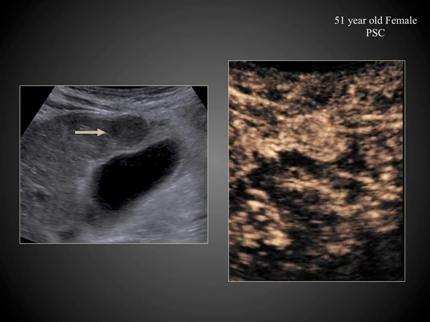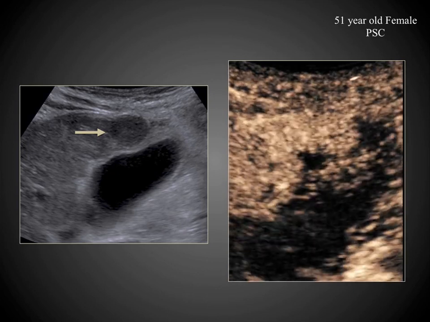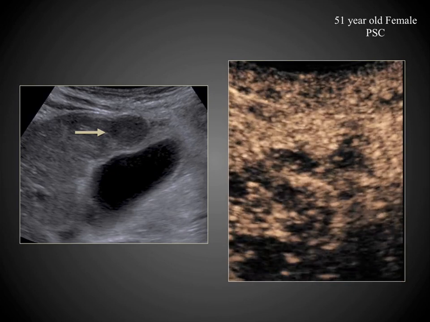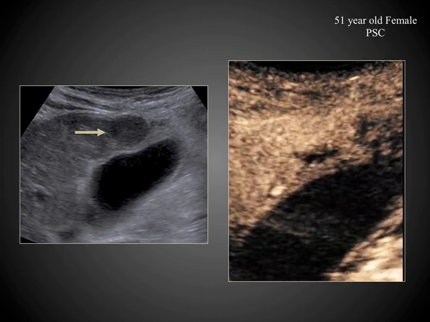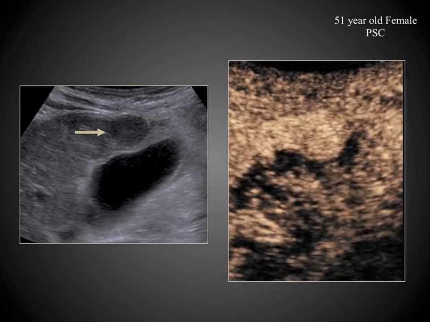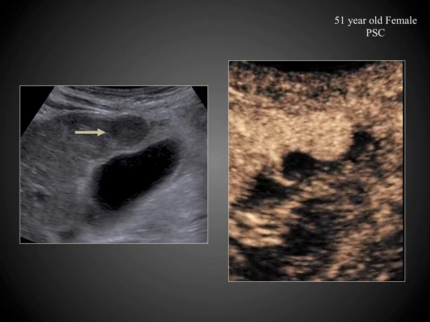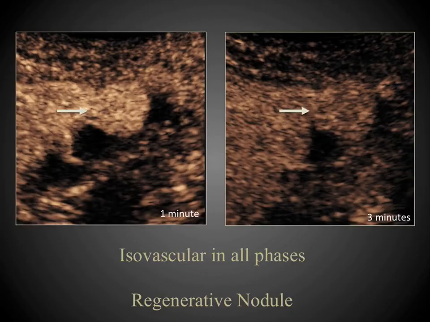This 51-year-old patient with primary sclerosing cholangitis shows a dominant nodule in segment 5. The nodule is isovascular relative to liver parenchyma in the arterial phase. This nodule remains isovascular in the portal venous and delayed phases and is consistent with a regenerative nodule.